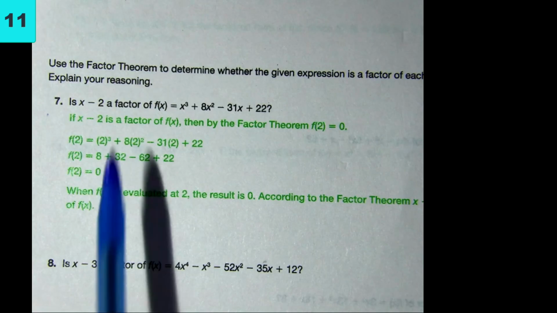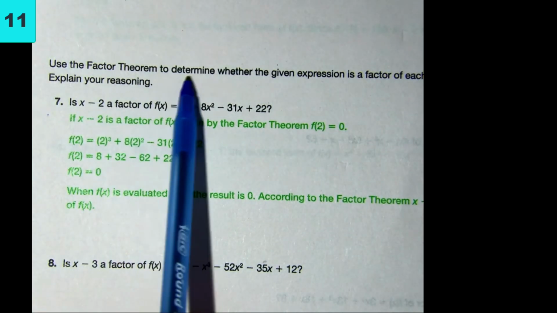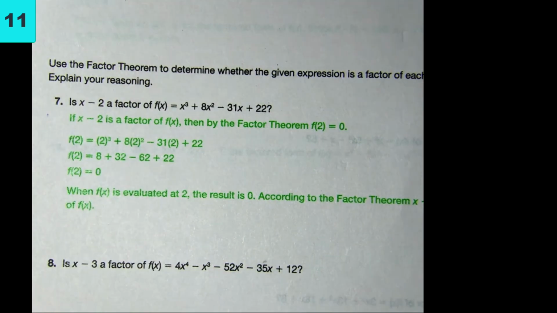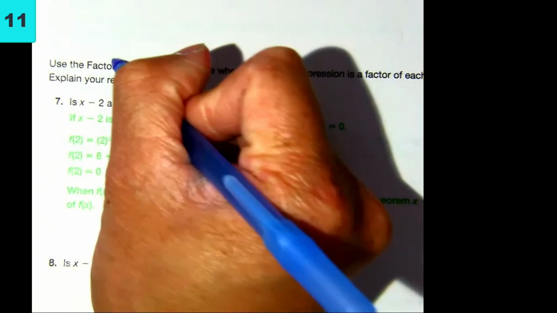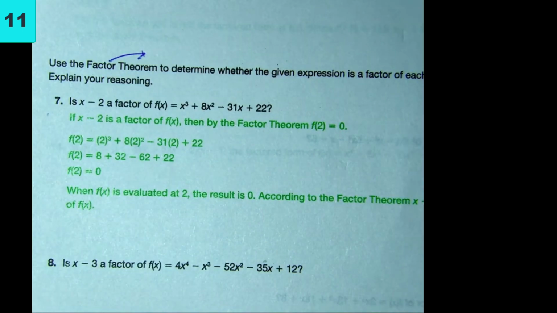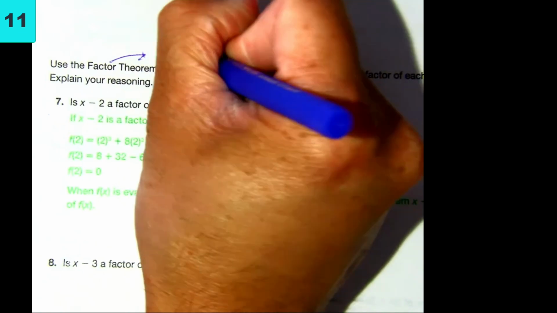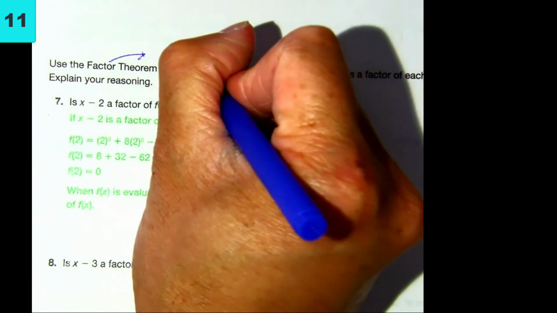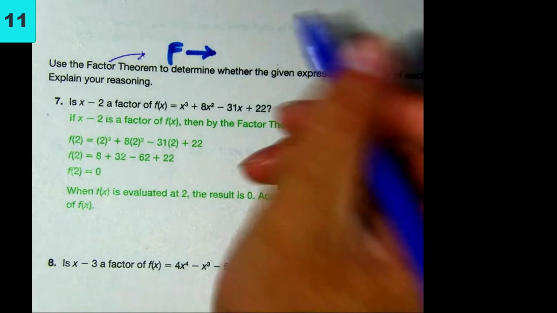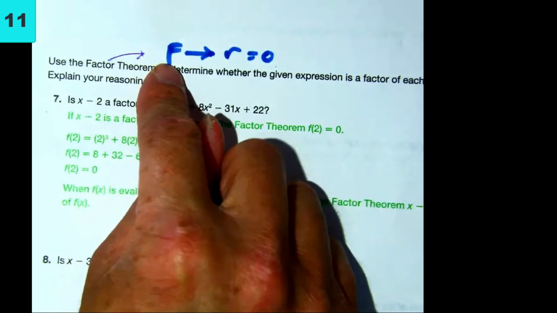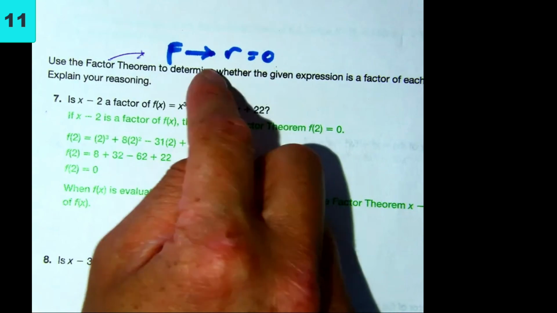And number 7 tells us to use the factor theorem to determine whether a given expression is a factor of each polynomial. Then explain your answer. Okay, so let's review the factor theorem. This is how I like to abbreviate it. F stands for factor. It's a factor when? Zero. What's 0? Your remainder. Your remainder is 0. This is how I summarize the factor theorem: F, the factor, it is a factor when your remainder is 0, or there is no remainder.